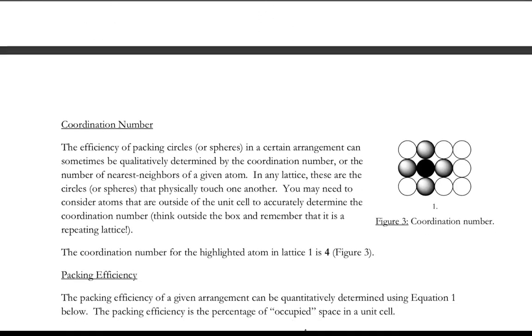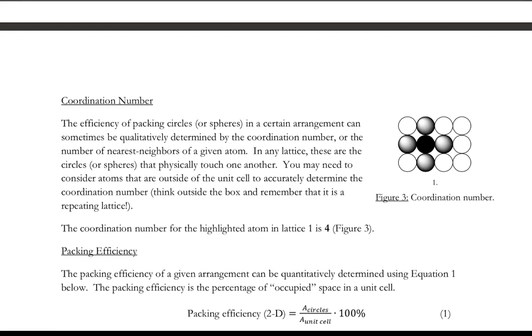Okay, coordination number. That is the number of circles that a circle touches. So go to the dark circle in the middle of Figure 3. This is array 1, the less tightly packed one. So the dark circle there in the middle, you see that it is touching 4 other circles. So for this array, we would say the coordination number is 4.